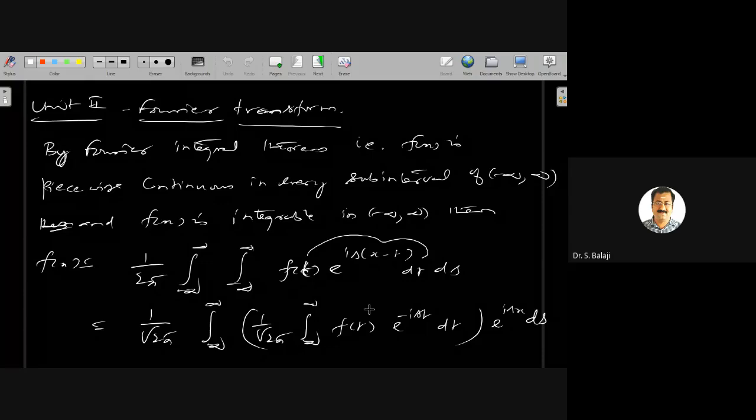Then the result will be a function of s. You substitute F of s here: 1 by root of 2 pi, integral from minus infinity to infinity. The whole thing will be a function of s, F of s, e power isx, with respect to s.